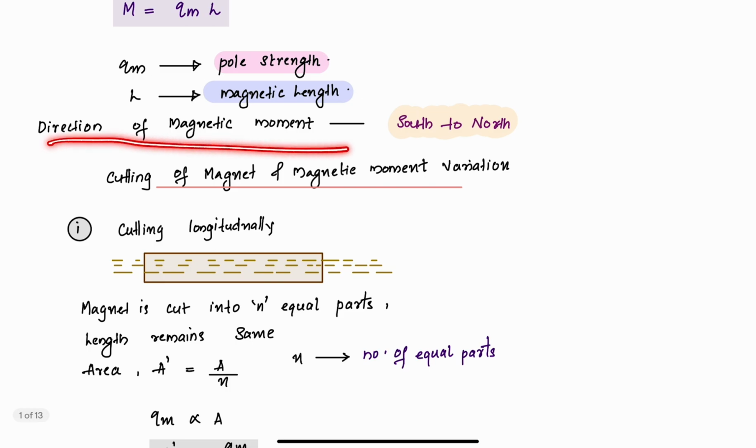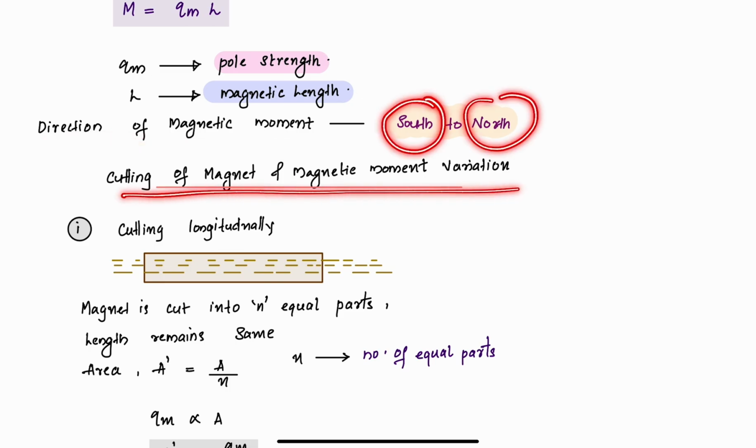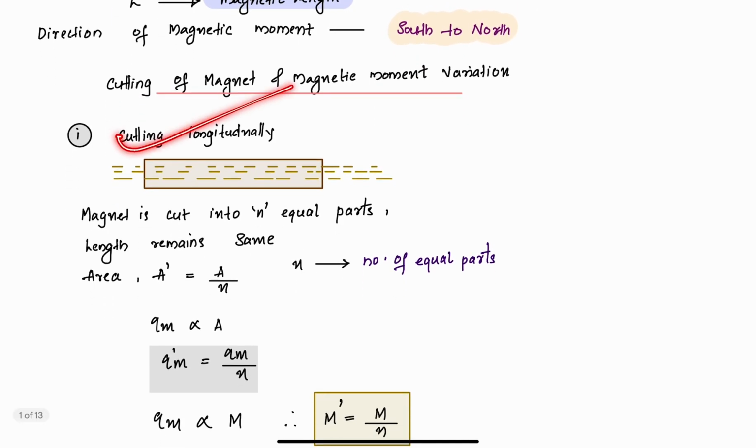What is the direction of magnetic moment? It is from south to north. Cutting of a magnet: when cut longitudinally, area becomes A by N.